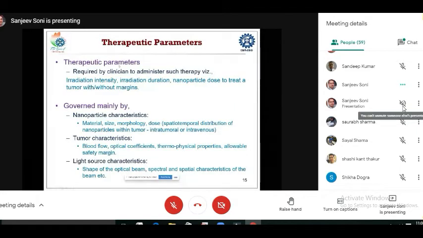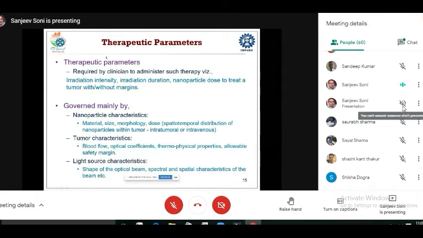If we talk about the therapeutic parameters, as I said, these are required by the clinician. The first one is the intensity of light, for how long the exposure duration is, how much dose of nanoparticles, and whether we need to treat only the tumor or certain areas surrounding the tumor. We call these tumor margins.